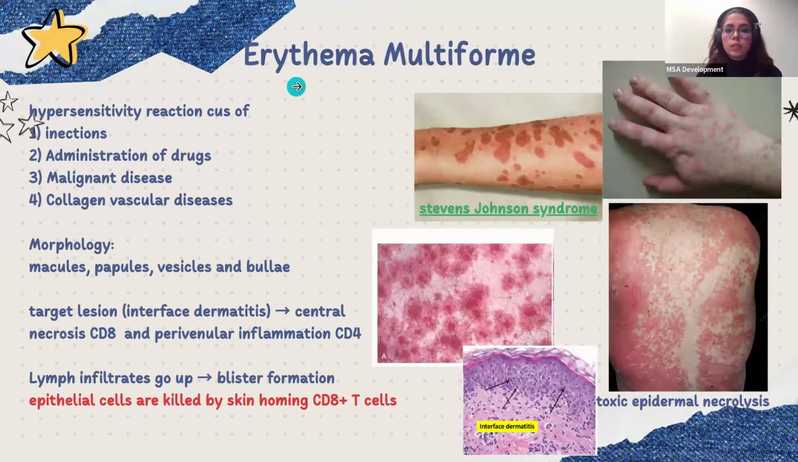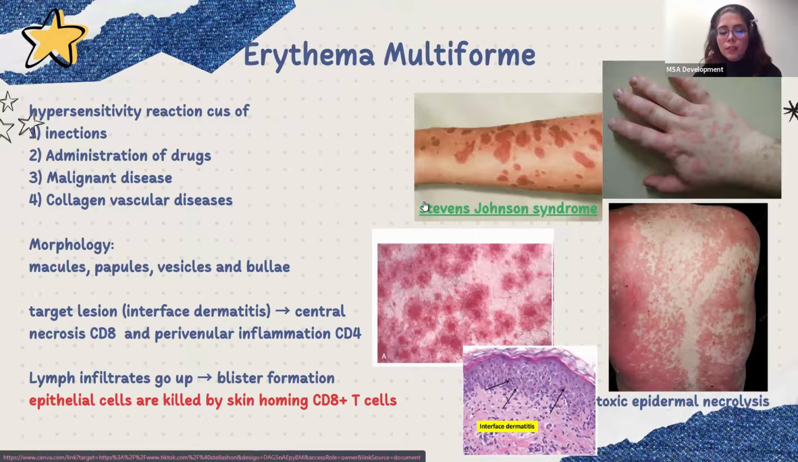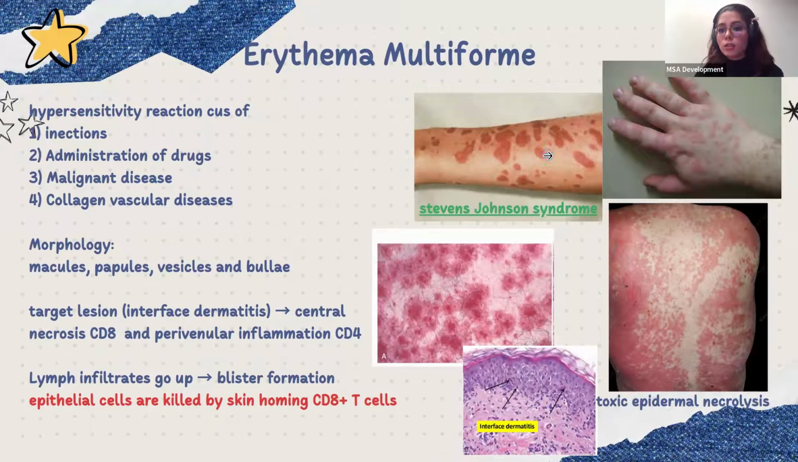We reach erythema multiforme. If you get a question about it, they're going to tell you something very, very specific, and it's targetoid lesions. If you guys get this wrong, there will be consequences. Erythema multiforme is usually because of infections, drugs, malignant disease, or collagen vascular diseases. Usually it's drugs, a side effect of drugs. There are macules, papules, vesicles, and bullae. They have a targetoid lesion.